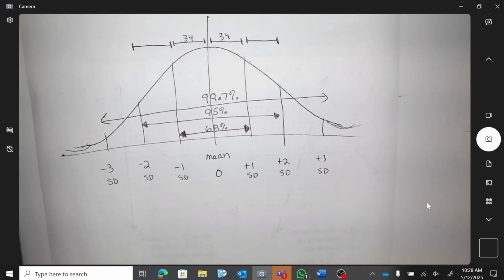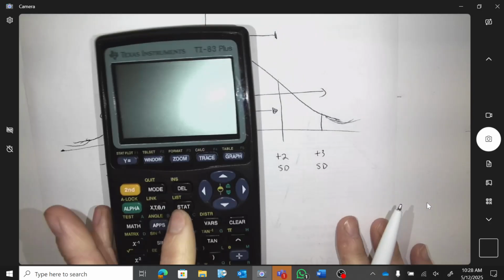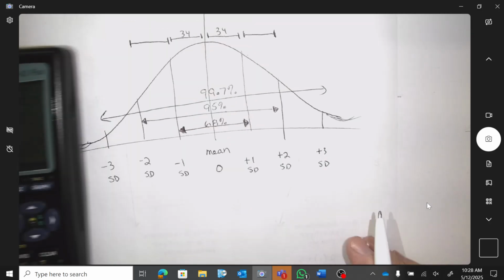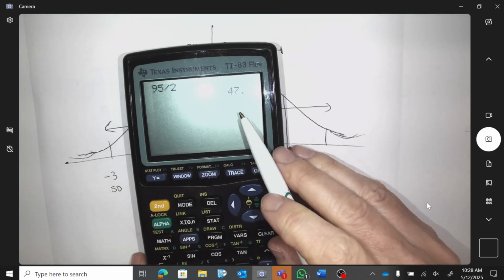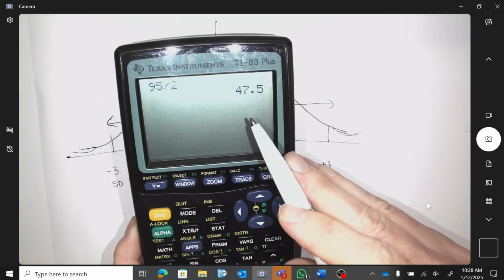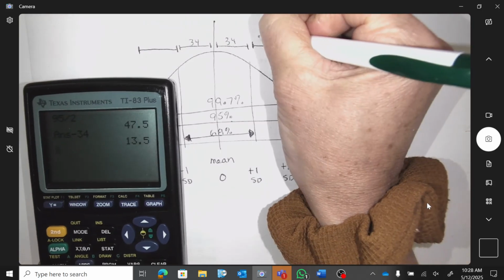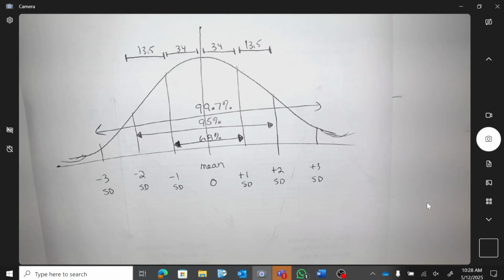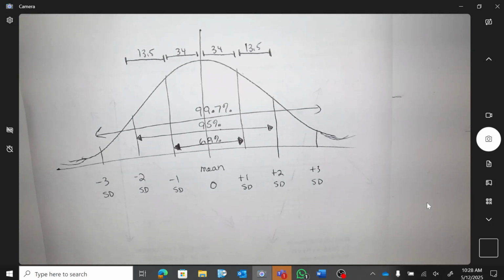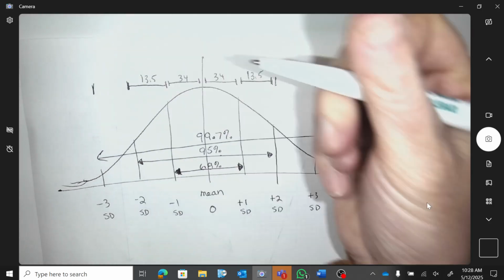Any strategies? What do you want to do? We're going to take 95 and divide it by 2. So 95 divided by 2 has to be 47.5, but I've already used 34. So that means... Does that sound good? Yes. Next chunk. What are we going to do?